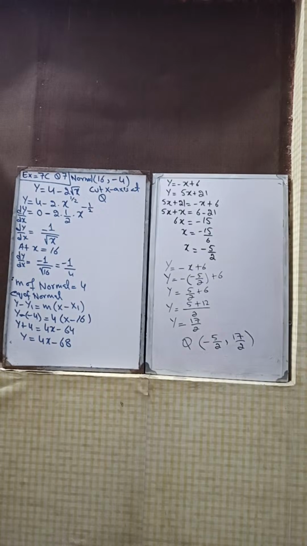So this is what they asked us to find: y equals 4x minus 68. This is the equation of the normal. This is the A part of that question, which is correct. I have checked the answer from the book. Now we go to the B part.